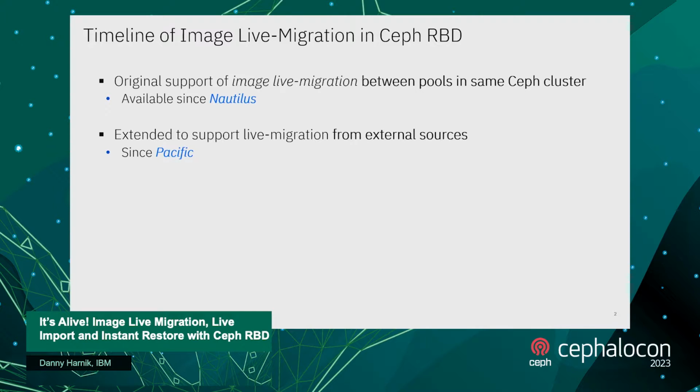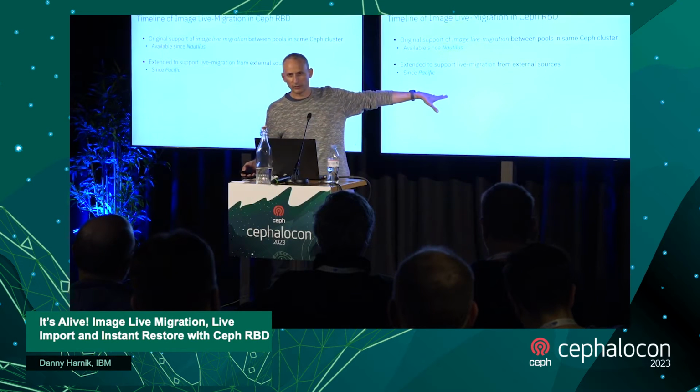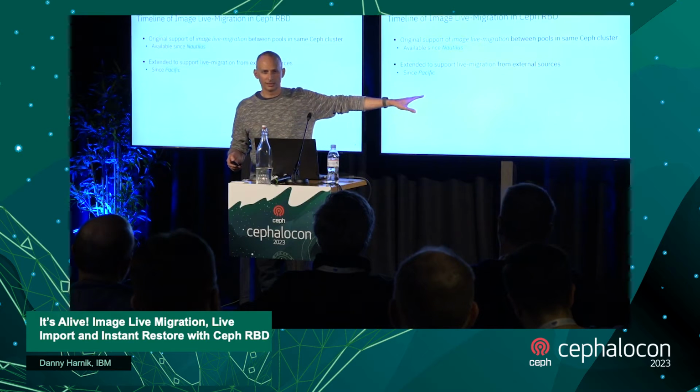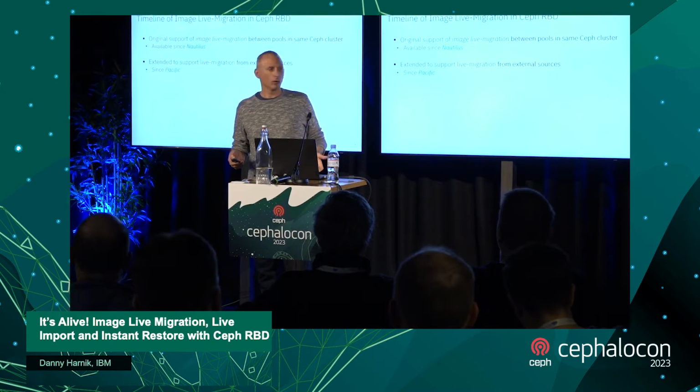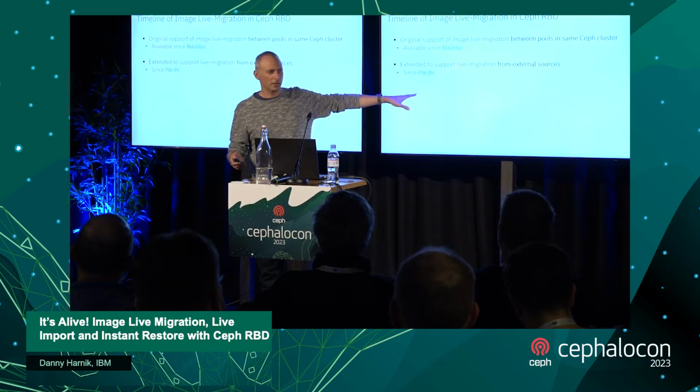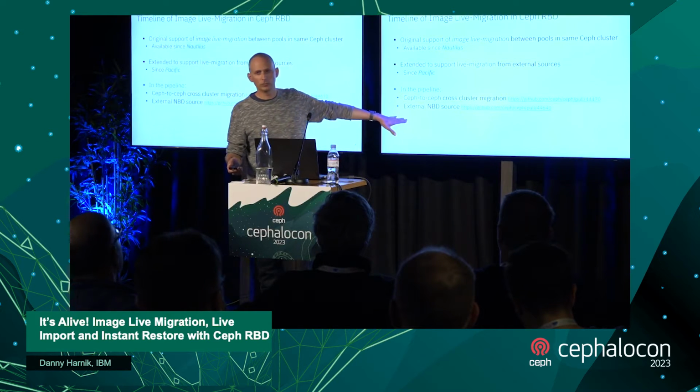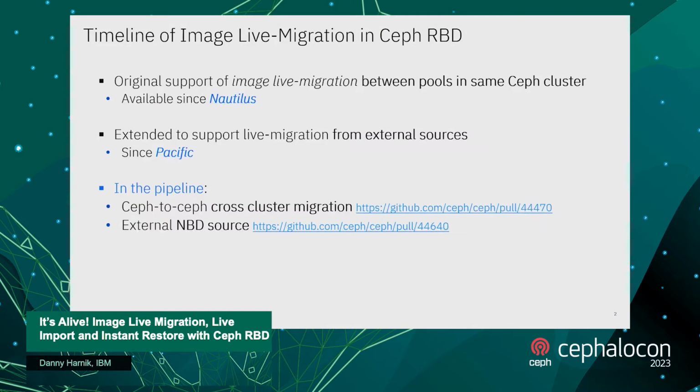In Pacific, this was extended to external sources. Now, I'll be talking quite a bit about this. I don't think this ever got a decent Cephalocon advertisement. So even though we did not do this actual coding work, we did take part in the specification for it, so I'll give it some rap here. And there are two changes that we did do that are in the pipeline. One is for Ceph to Ceph cross-cluster migration. The other is an external NBD source. So I'll be talking about all of these. So this is the timeline.